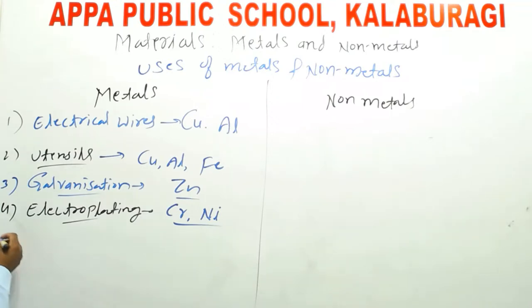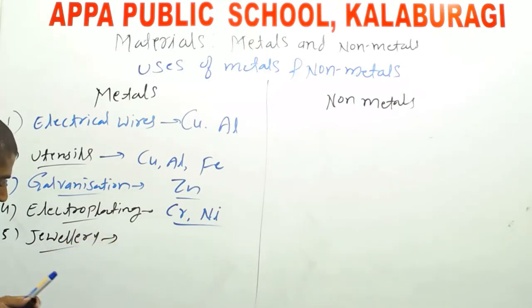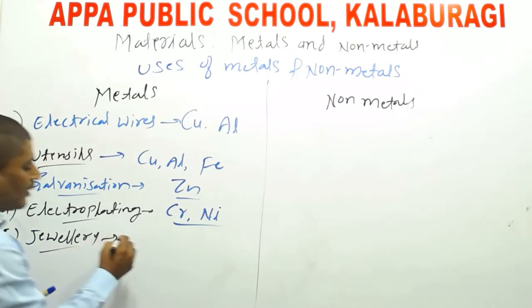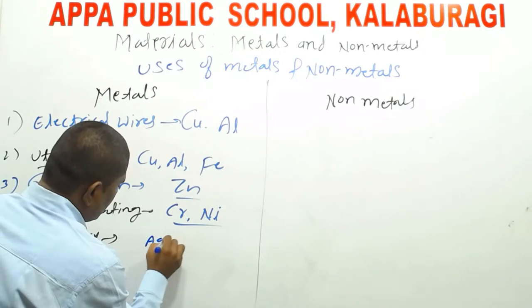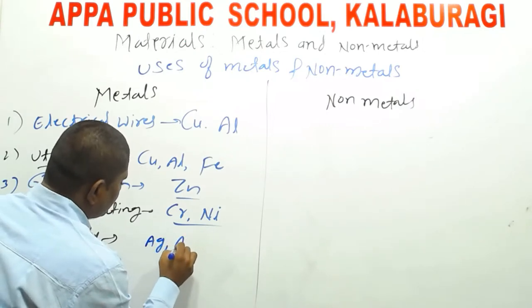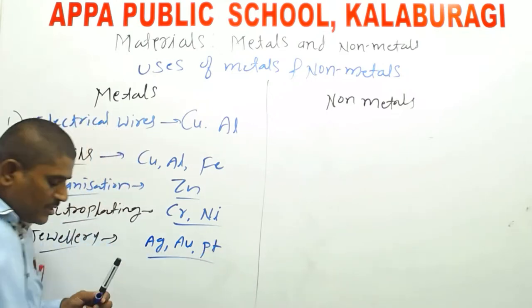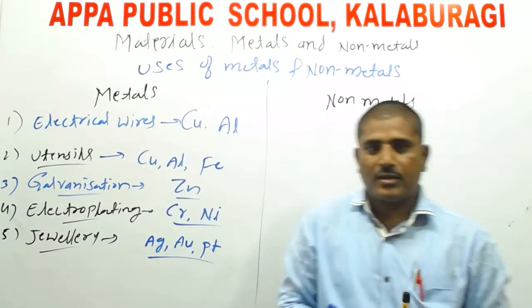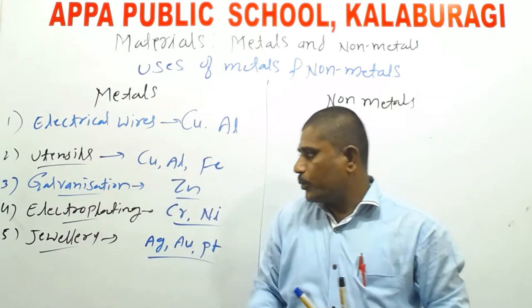I think you observe the jewelry. Next point is what? Jewelry, I think you observe. Especially here we use silver, gold, and platinum. These are the metals we use to prepare some ornaments. Yes. Utensils, galvanization, electroplating.